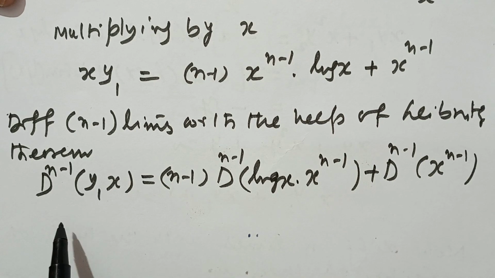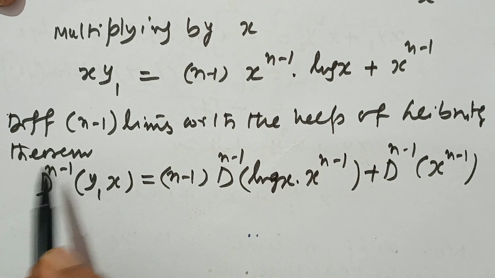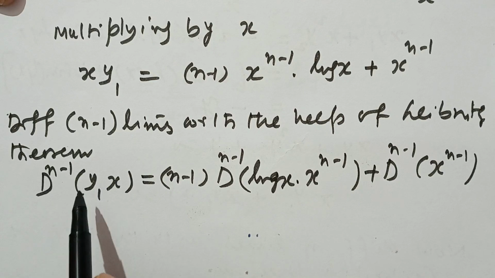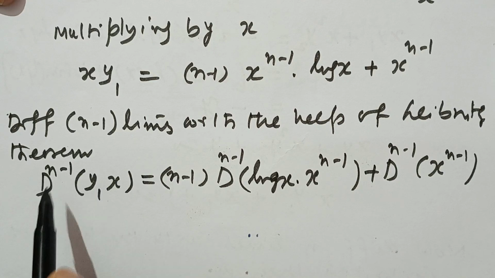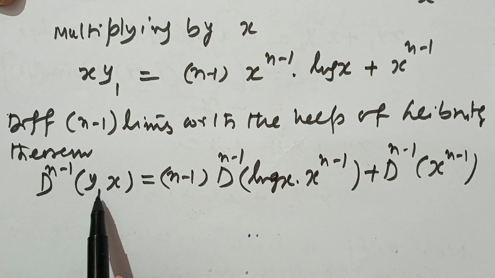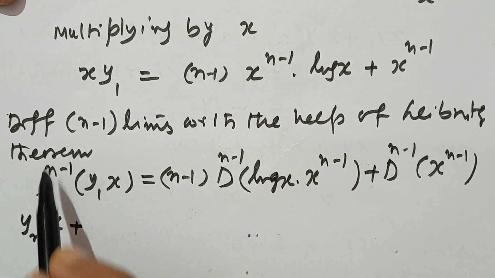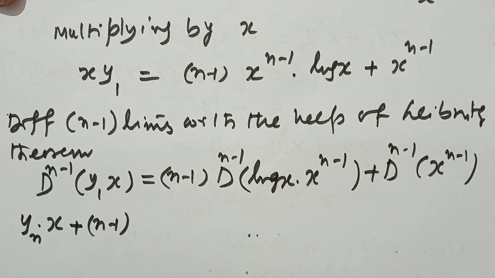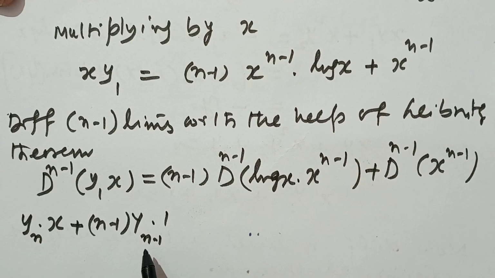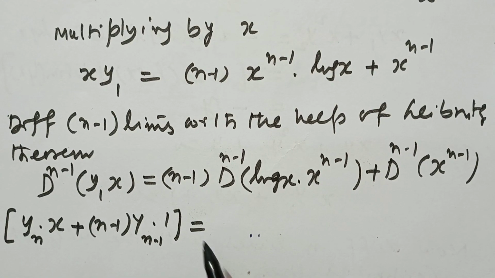So here in the formula, in place of n we put n minus 1. First d^(n-1) y1 means yn, and x as it is, plus n, which is nothing but n minus 1, in decreasing order means y(n-1), and the differentiation of x is 1. The next term will be 0 because 1 is constant. So on the left hand side this is the complete differentiation, equal to the right side, where n minus 1 is constant.